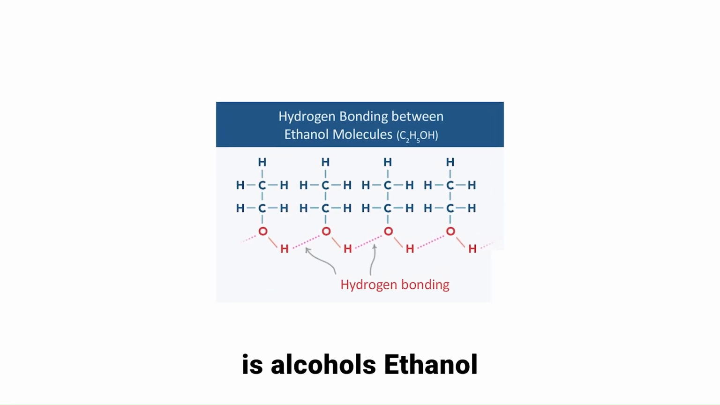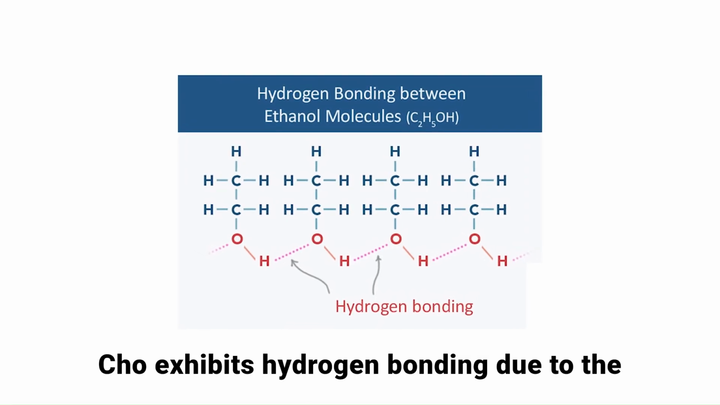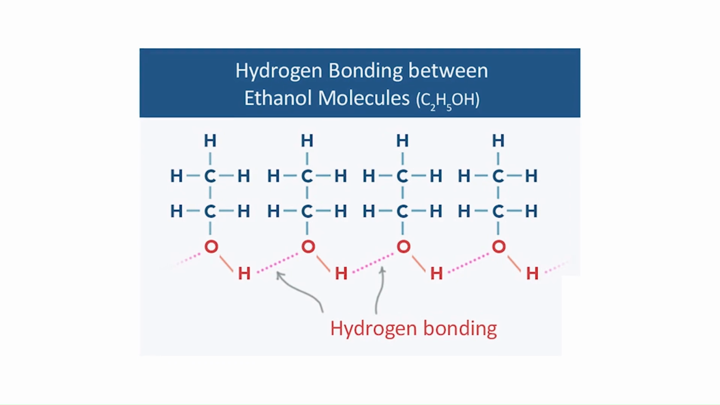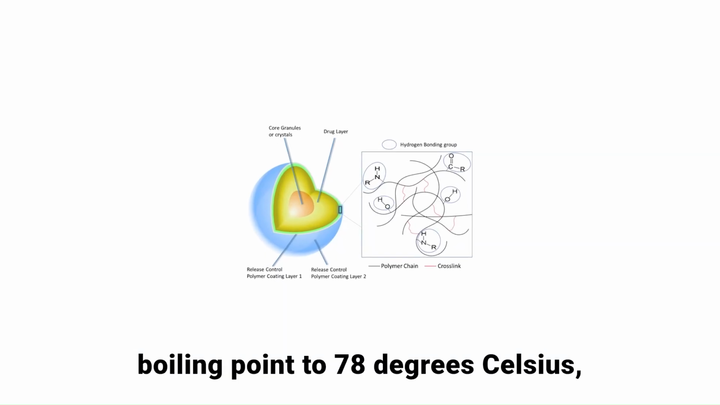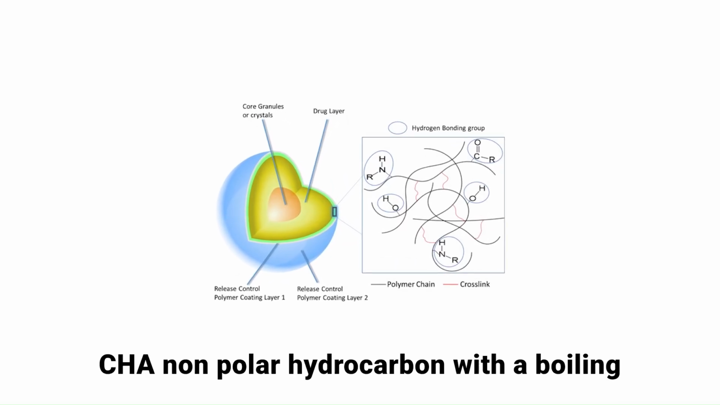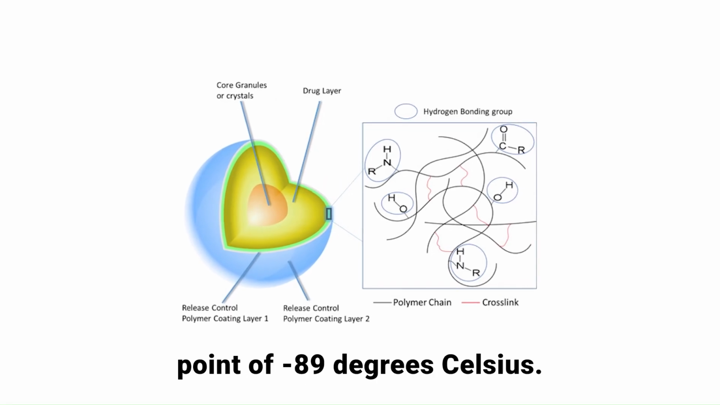Another great example is alcohols. Ethanol, C2H5OH, exhibits hydrogen bonding due to the presence of the hydroxyl group, OH. This hydrogen bonding increases ethanol's boiling point to 78 degrees Celsius, which is much higher than that of ethane, C2H6, a nonpolar hydrocarbon with a boiling point of -89 degrees Celsius.